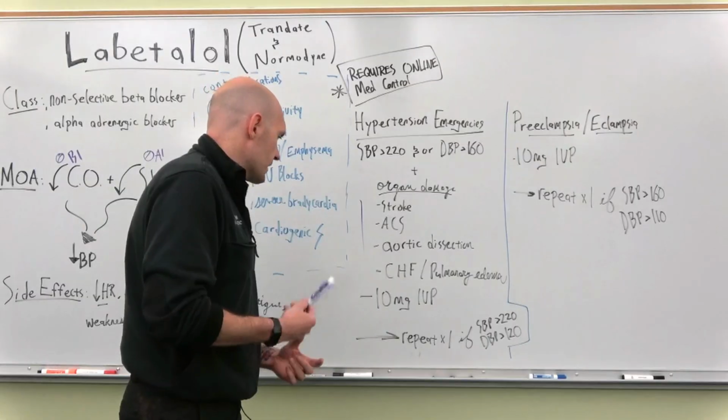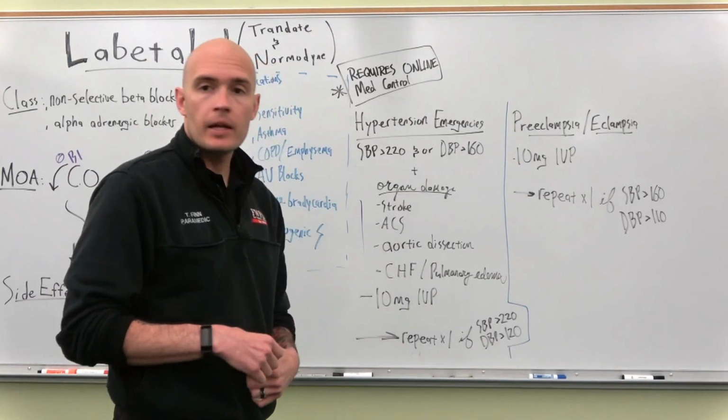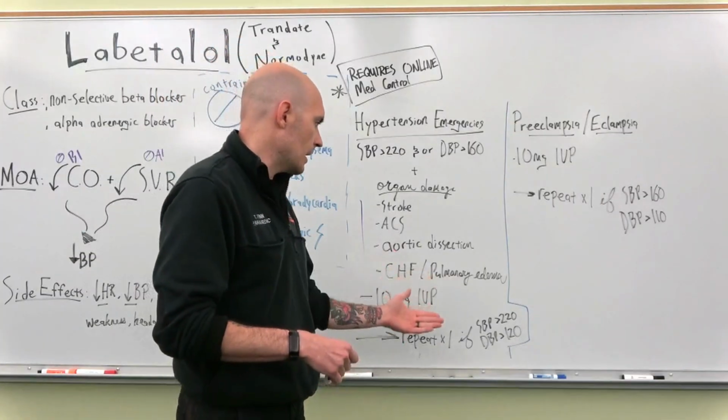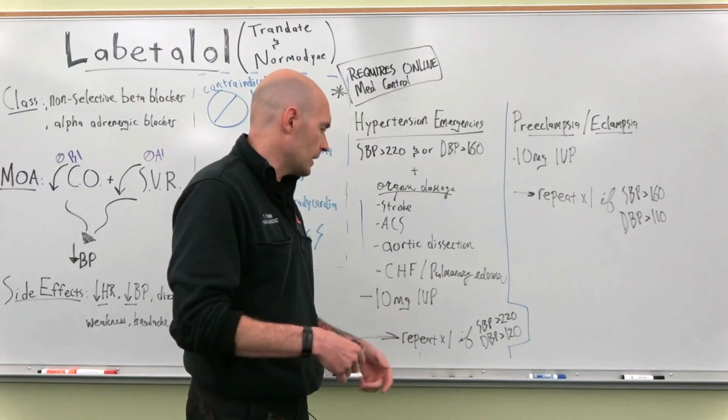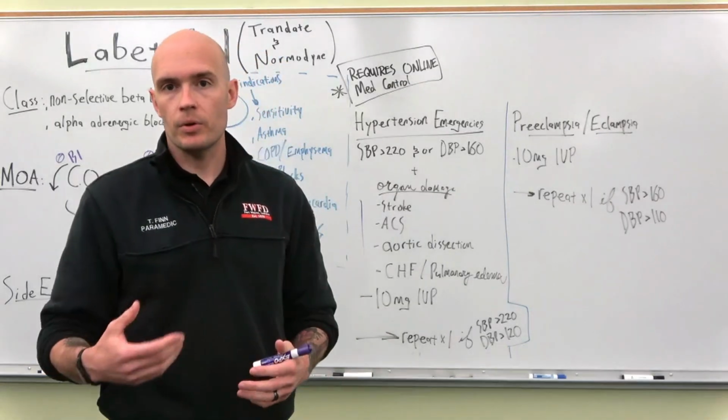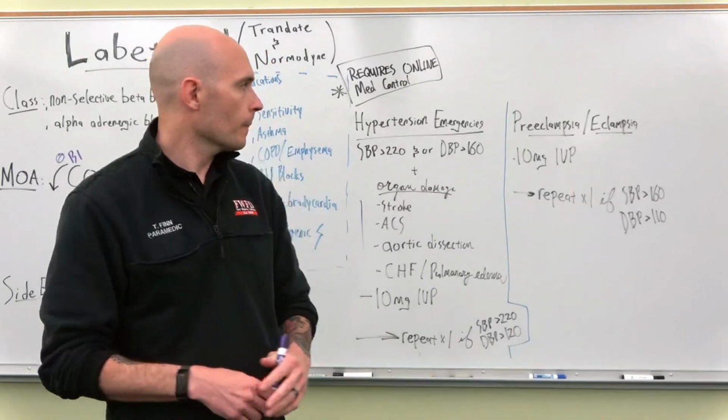We are going to give 10 milligrams IV push. If hypertension persists, specifically a systolic above 220 and/or a diastolic above 120, you can repeat that 10 milligram IV push to a total of 20.